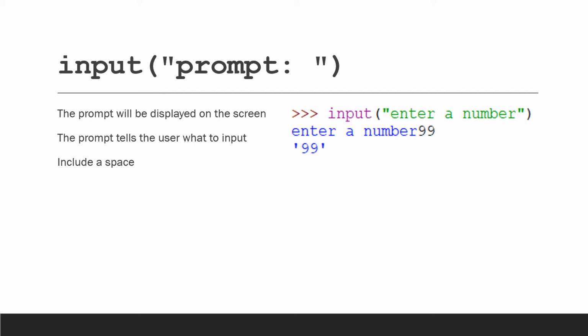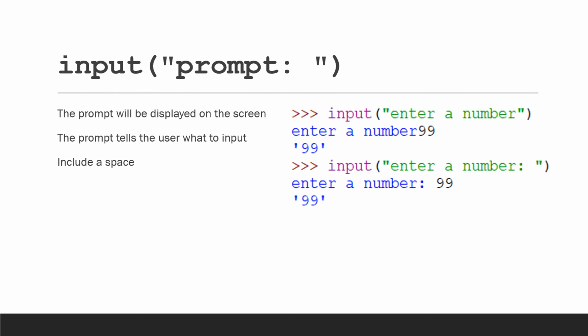So here we've got the same input command, but I've written "enter a number" as the prompt. The prompt is displayed, "enter a number", and the user has typed 99, and the computer has evaluated that expression. It looks a bit messy because the input and the prompt actually touch each other, and it doesn't look all that nice. So I always include a space at the end of the prompt.